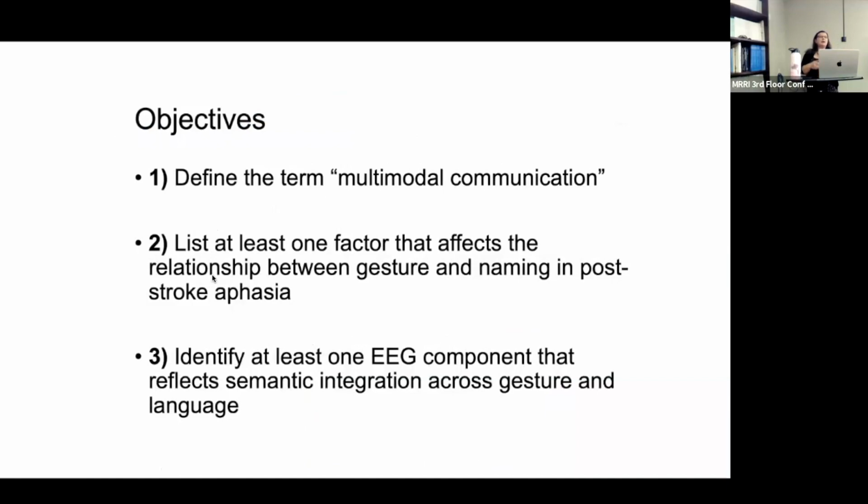So the learning objectives for what I'm going to talk about today are: what you can take away from this talk is the ability to define the term multimodal communication, list at least one factor that affects the relationship between gesture and naming in post-stroke aphasia, and also identify at least one EEG component that reflects semantic processing across gesture and language.